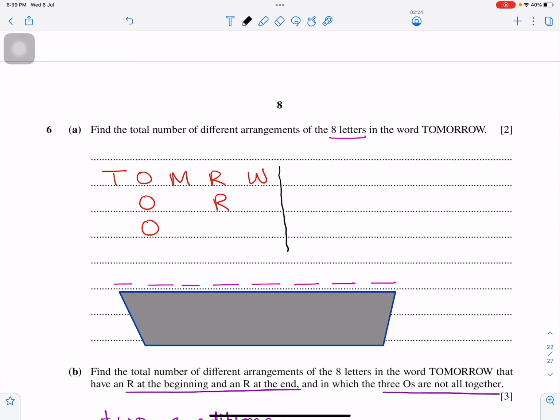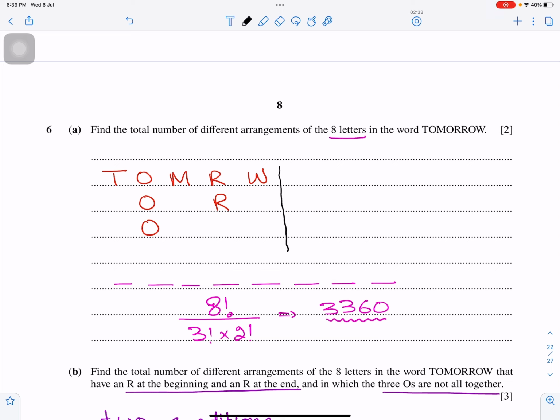Now here, I have to arrange all 8 letters, right? So this is a case of factorial in which there is repetition. So it will be 8 factorial divided by 3 factorial divided by 2 factorial. Why is it so? Because there are 3 O's and there are 2 R's, right?